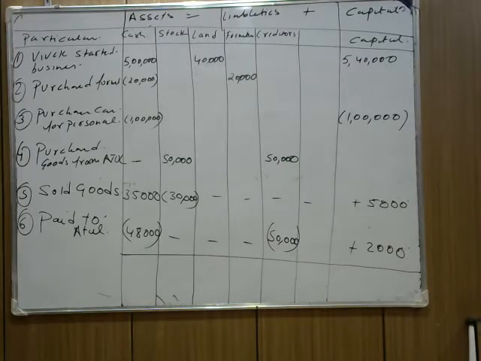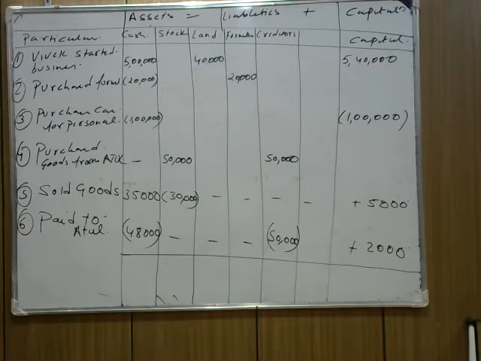So 5 lakh is the cash. 5 lakh minus 1 lakh 20 gives 3,80,000. 3,80,000 plus 35, add them, it comes to 4,15,000, minus 48,000, it comes to 3,67,000 I think. So your cash is coming 367.